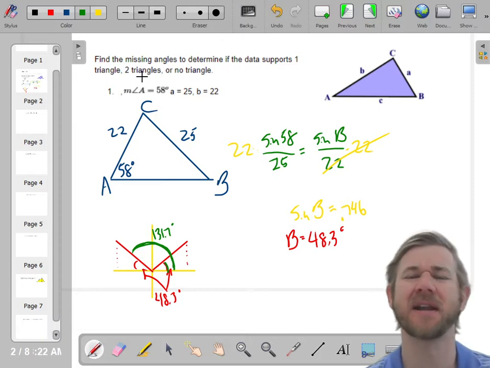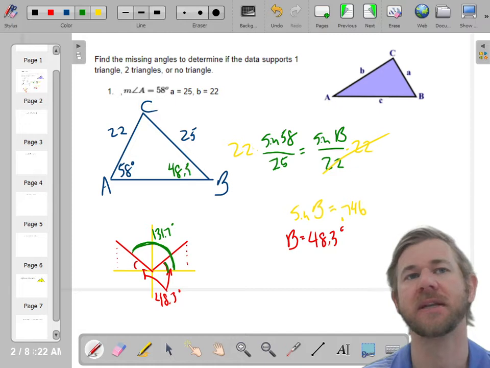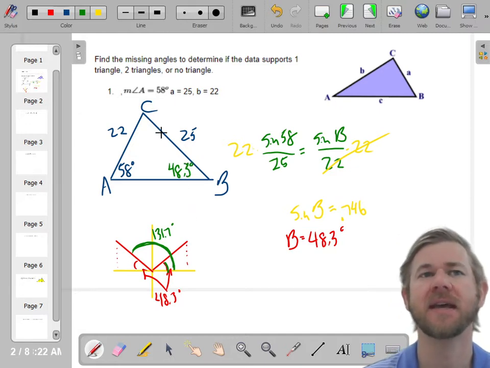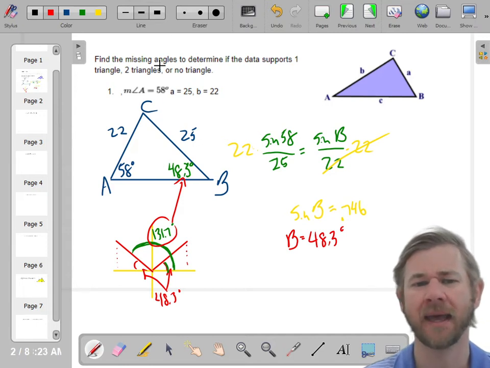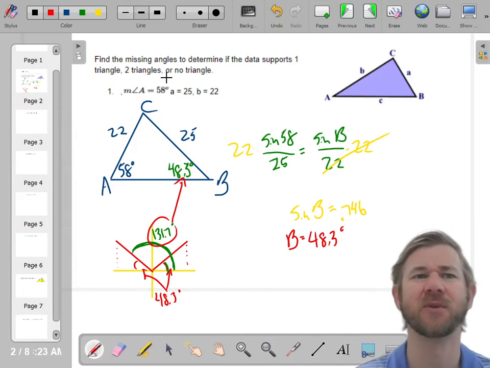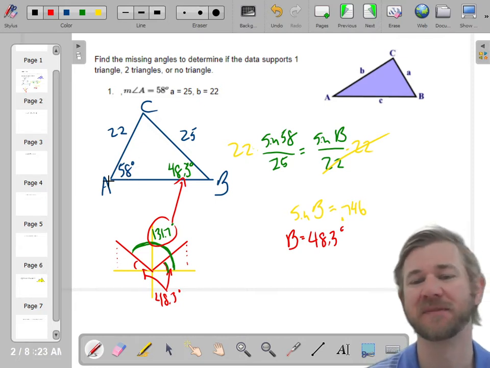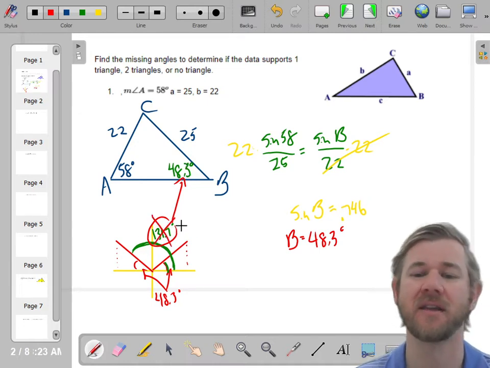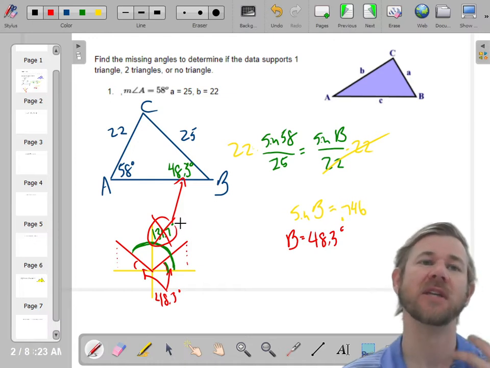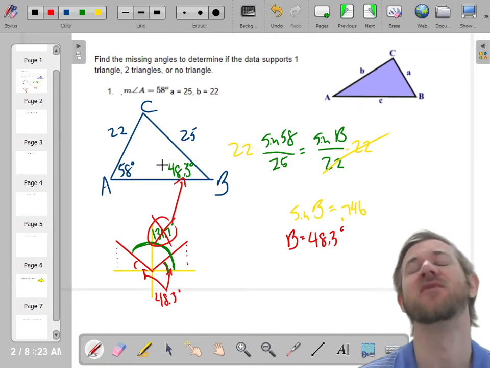Is it possible that I could draw this triangle where instead of angle B being 48.3 degrees, which is what I think it is, I could draw it with 131 degrees right there? And the answer is no, because if you add 131 to the 58 that we already have, you get something that's bigger than 180, which means this is the only answer. This is the only way you can draw it. You can't draw it another way, but the way you check is you find this angle's supplement and see if it would fit in the triangle.